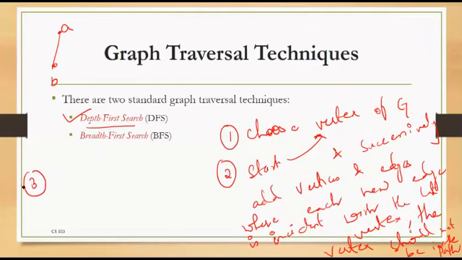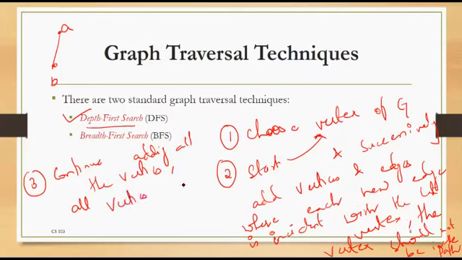Continue adding vertices and edges to the path as long as possible. That is, until you have reached all the vertices, you have to continue adding the vertices. So let's write that: continue adding all the vertices. After that, finally, if the path goes through all the vertices, that is, all vertices are covered, then we get a spanning tree. The tree consisting of all these vertices is basically a spanning tree.